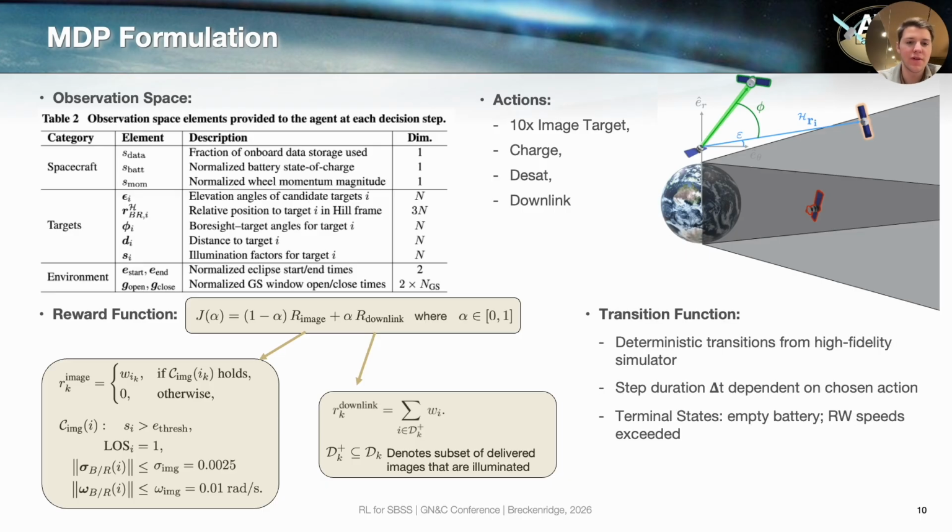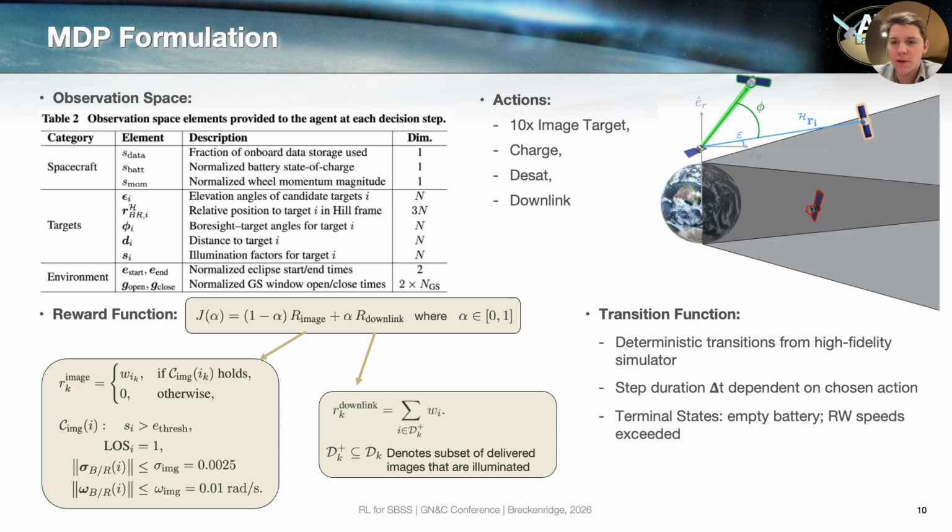In terms of the transition function, we're using Basilisk as our deterministic transition, so we're propagating in that simulator. The step duration delta t varies depending on which action you're choosing, and the terminal state includes the empty battery, so if the battery dies, or if the reaction wheel speed is exceeded, or you actually image all the 100 targets in the time frame.